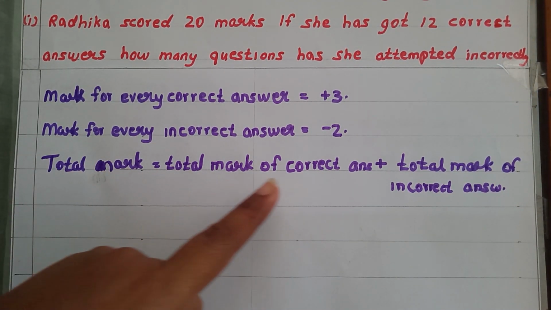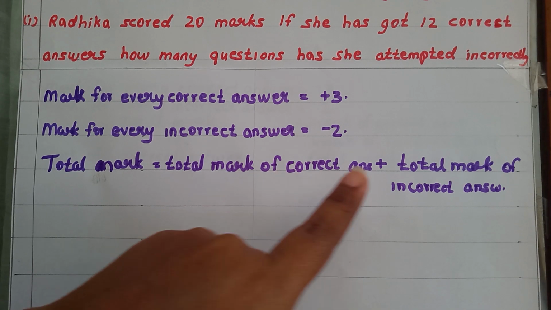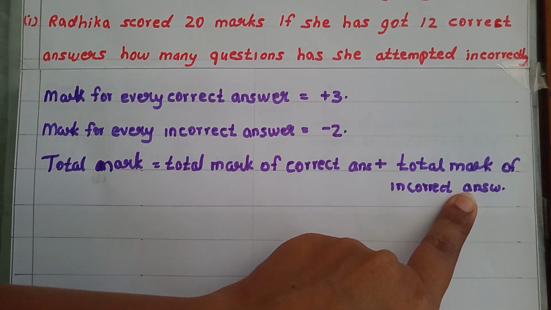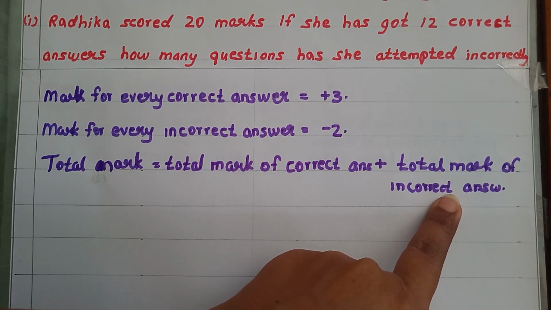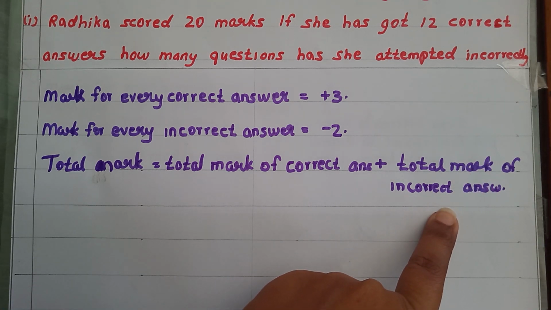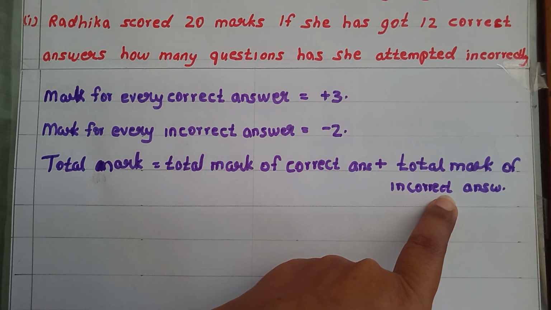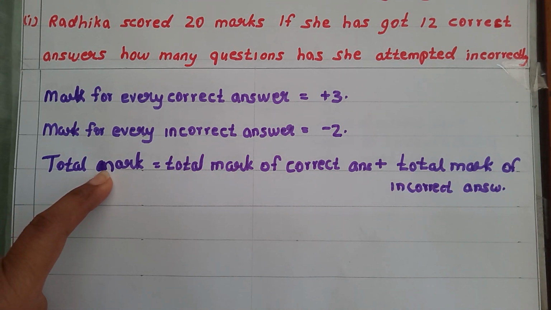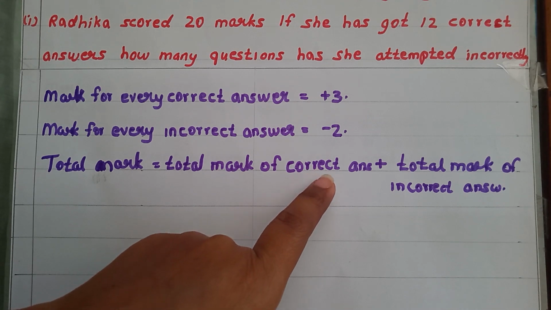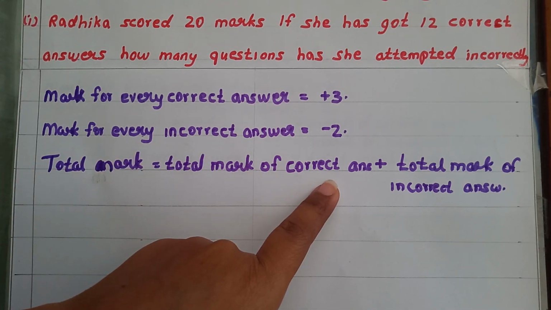So, from this equation, we can find the total mark of incorrect answer. That means the formula for finding the total mark of incorrect answers. What will be the formula? Total mark of incorrect answer equal to total mark minus total mark of correct answer. So, I am going to write down that formula.